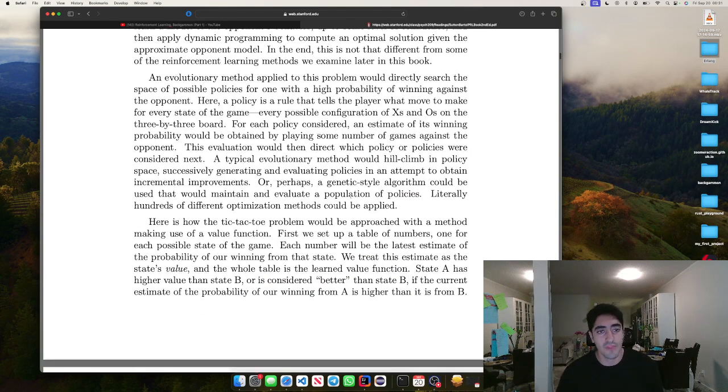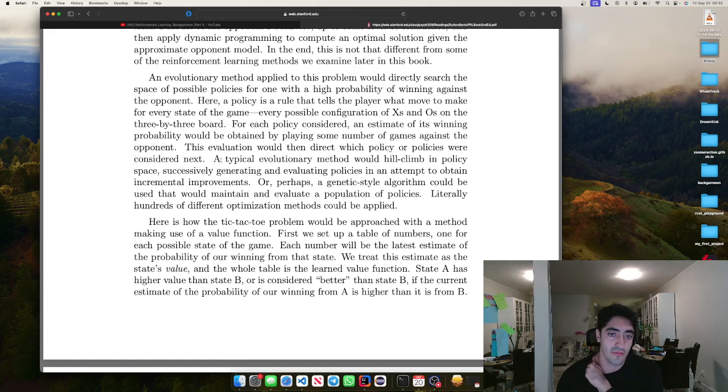An evolutionary method applied to this problem would directly search the space of possible policies for one with a high probability of winning against the opponent. Here, a policy is a rule that tells the player what move to make for every state of the game, every possible configuration of X's and O's on the 3x3 board. For each policy considered, an estimate of its winning probability would be obtained by playing some number of games against the opponent. This evaluation would then direct which policy or policies were considered next.